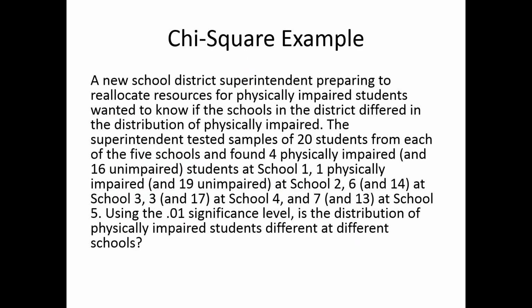So we've got this superintendent who is looking at moving around the resources for physically impaired students, looking at the distributions of where those students are located. So we've got 5 schools and 20 students each, and it gives you all the different information, so we're going to use that to write out the observed box, but in this case we're going to use 0.01. So are the patterns of physically impaired students different across these different schools?